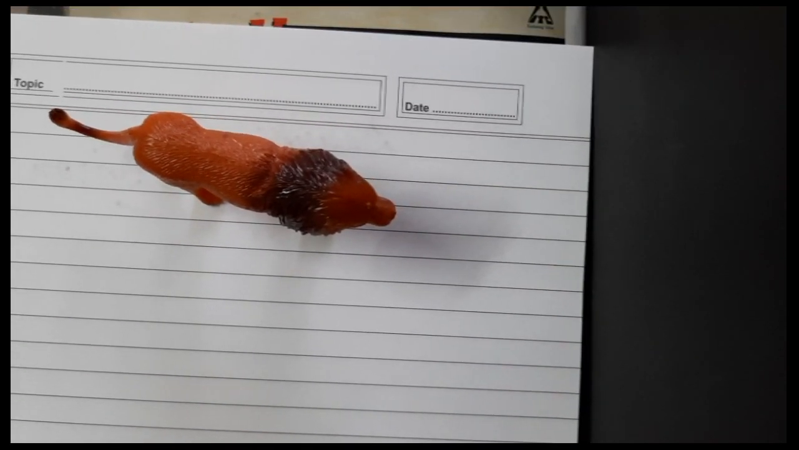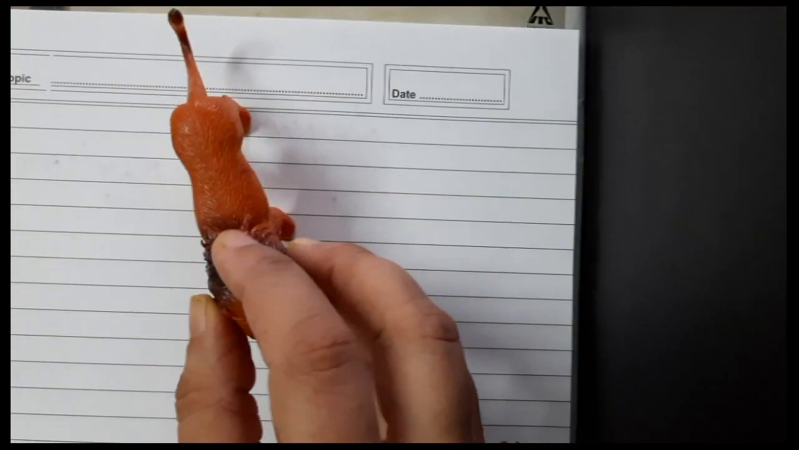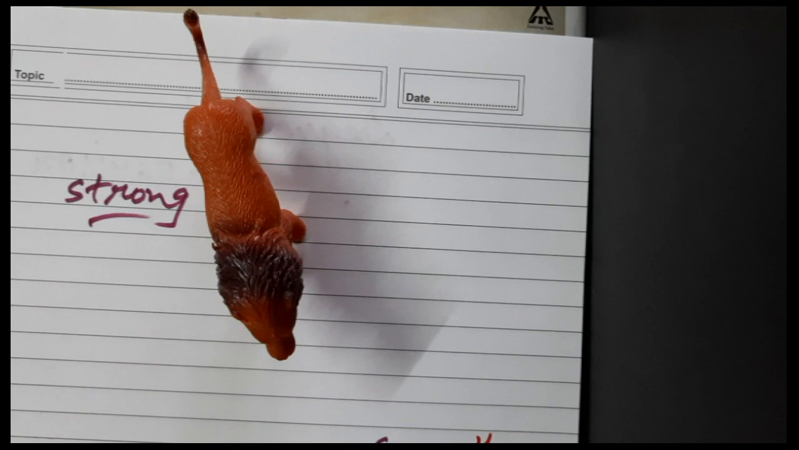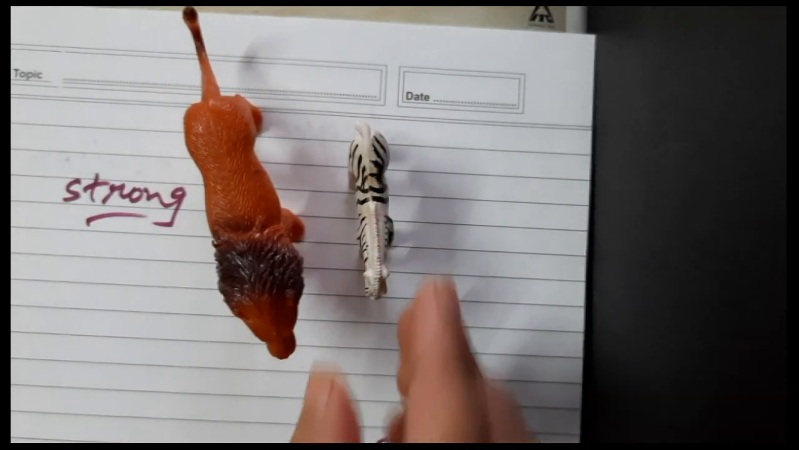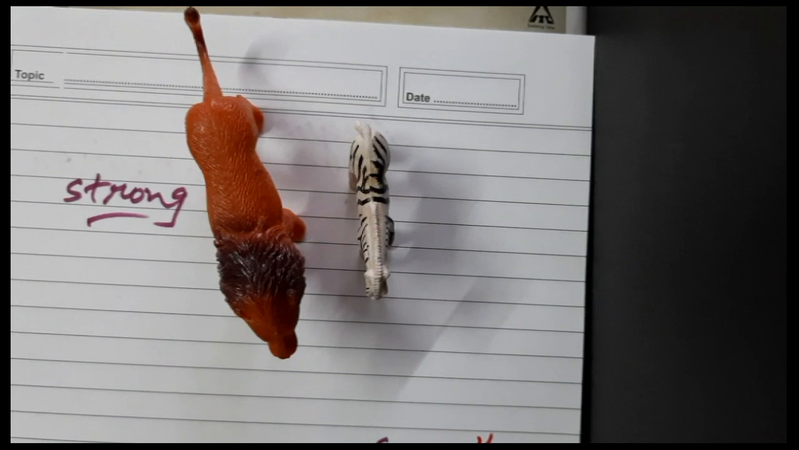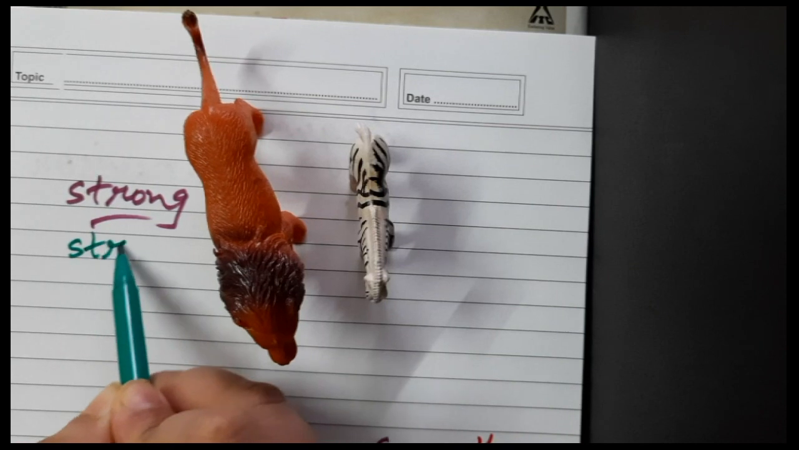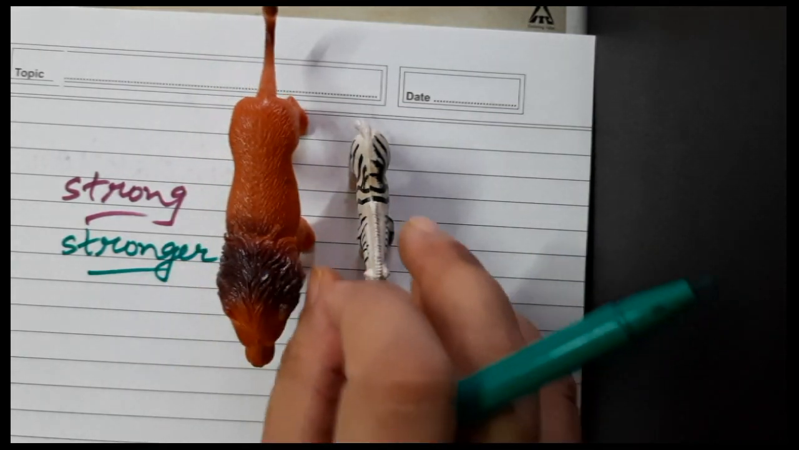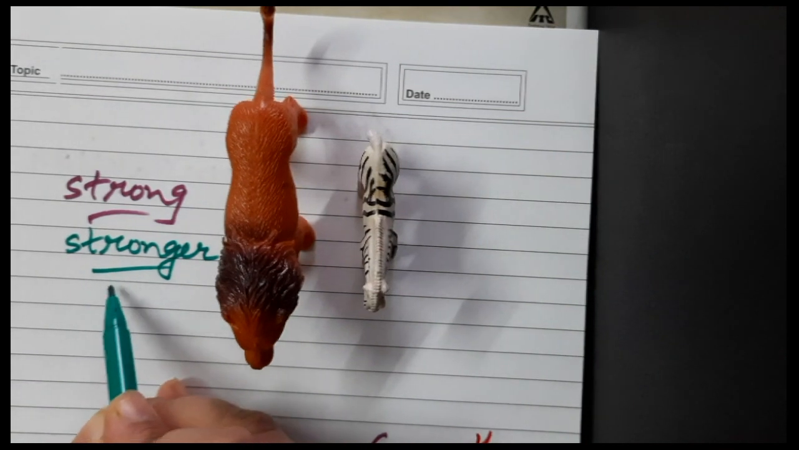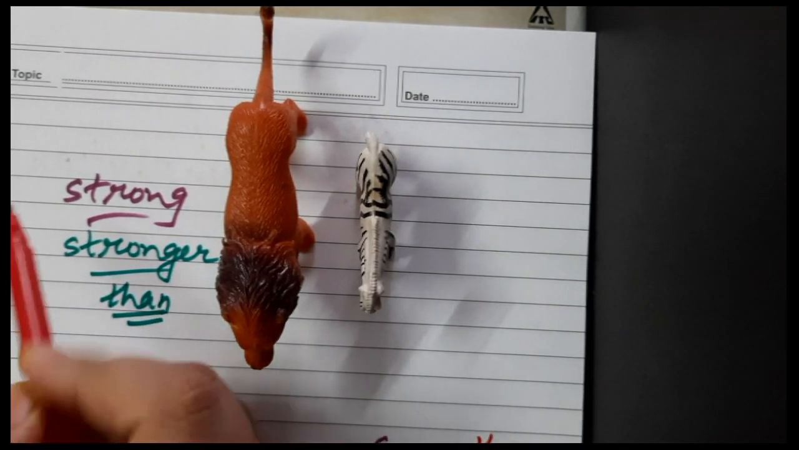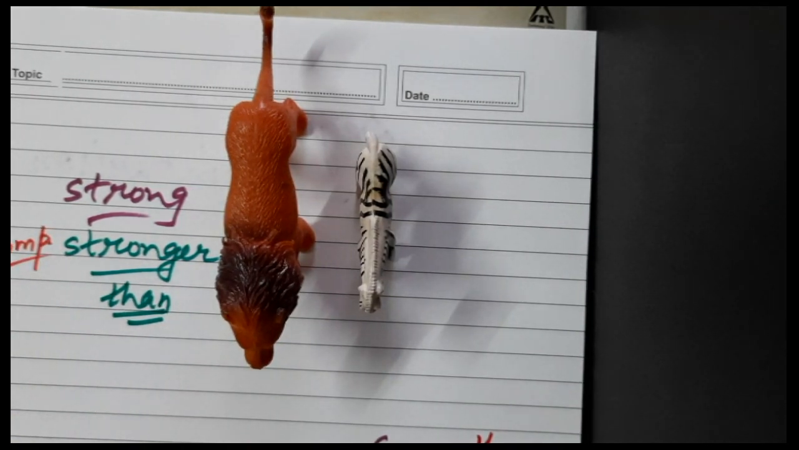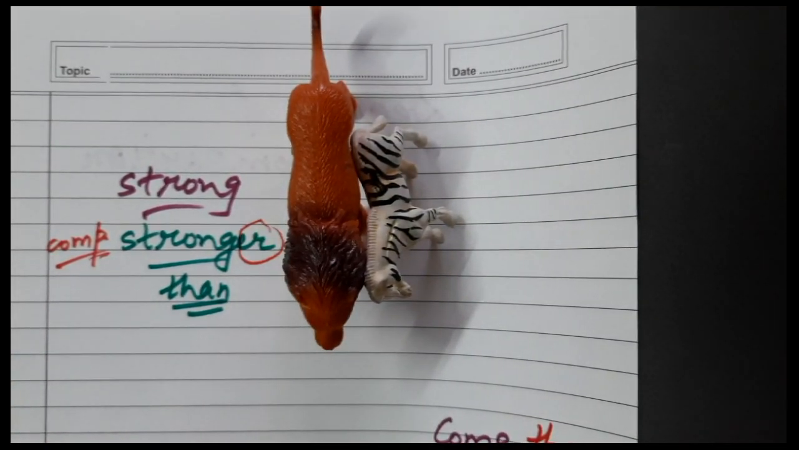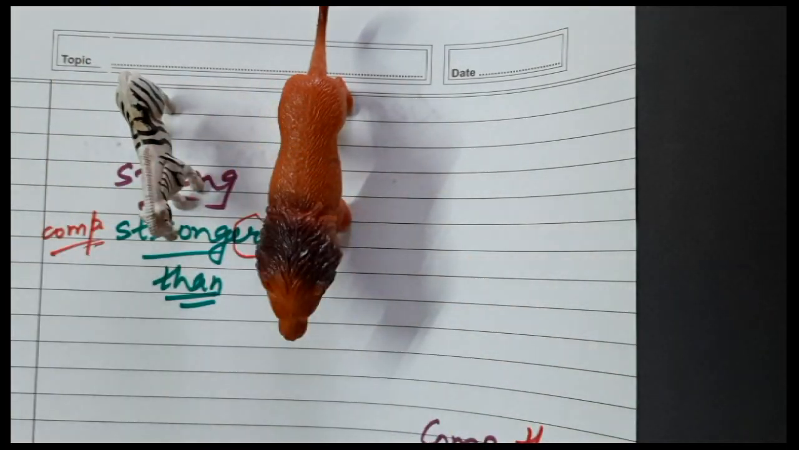Alright dear children, what do you see? We see a lion. Yes. And we can say lion is a strong animal. Very good. Now I put a zebra. And if I ask you which of them is stronger, you tell me. Yes, the lion is stronger than the zebra. Alright, I will use stronger than. Comparative degree is stronger. Right? We have learnt yesterday that the comparative degree of adjective is when we use the ER form. So, the lion is stronger than the zebra.